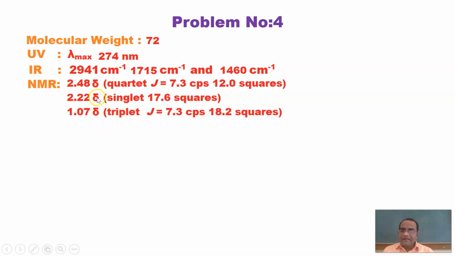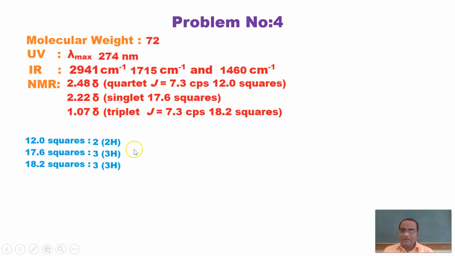After that NMR values: 2.48 delta value, quartet, J value 7.3 CPS and 12 squares. Second signal, 2.22 delta value, singlet, 17.6 squares. After that 1.07 delta value, triplet, J value 7.3 CPS, 18.2 squares. So let's first calculate the squares, and from the squares we will come to a ratio, and from the ratio we will come to the hydrogens.